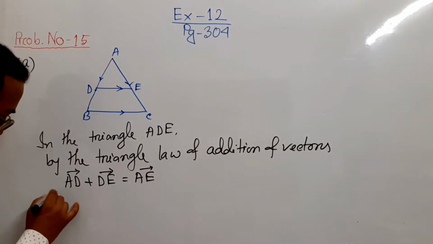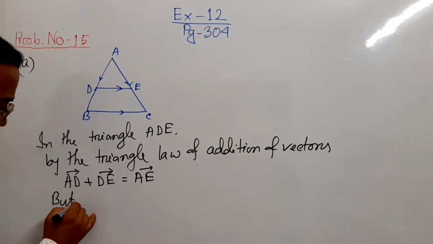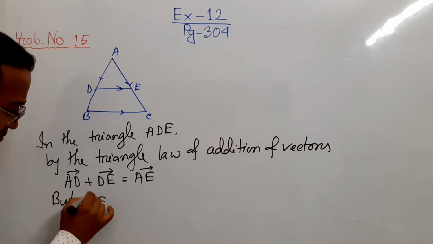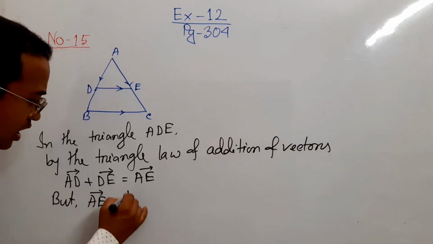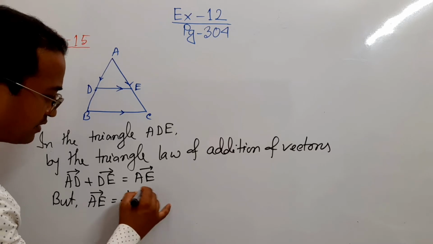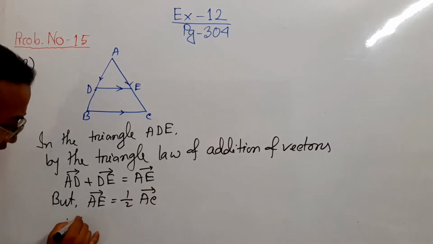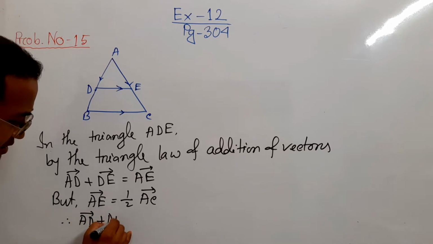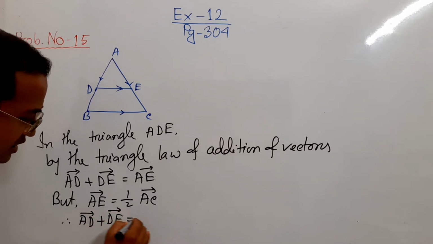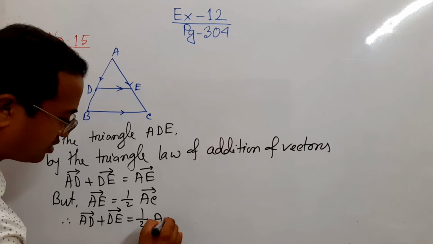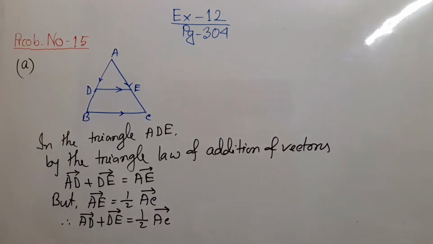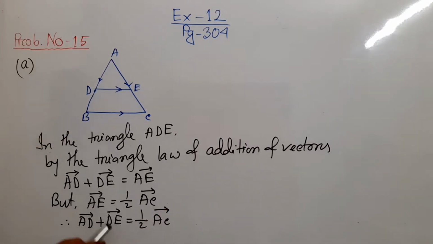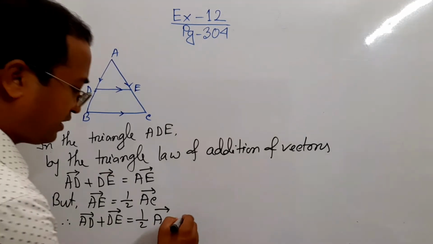AE vector is equal to half of vector AC. So we can write vector AD plus vector DE is equal to half of vector AC. Here look, we have expressed vector AD and vector DE in terms of vector AC. This is the answer of question number A.